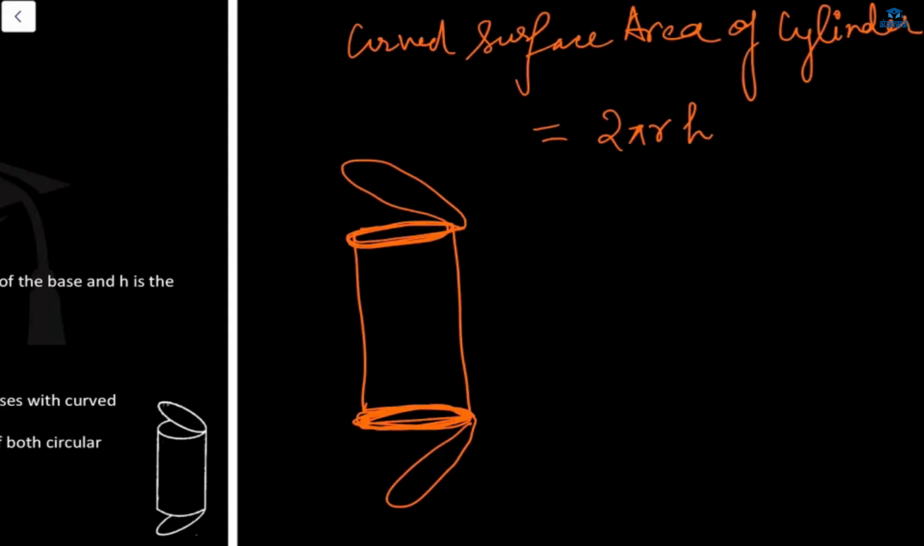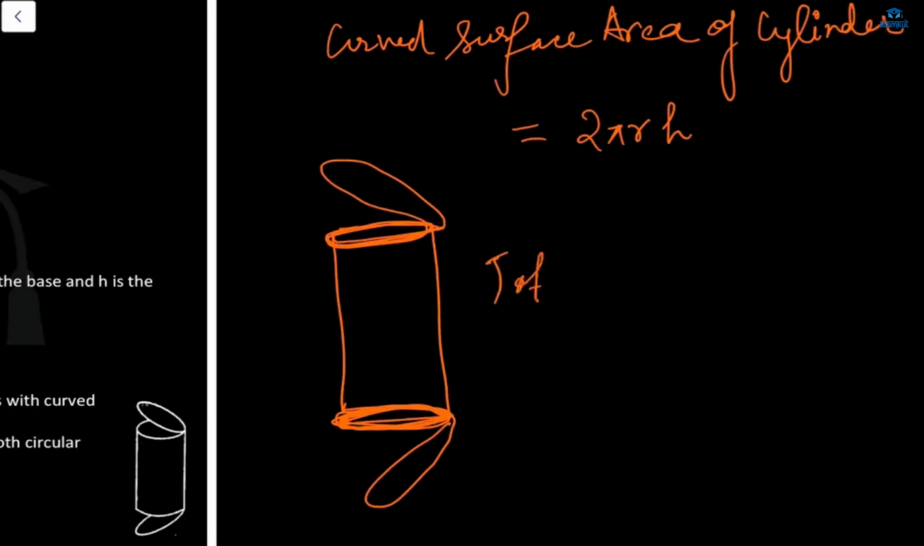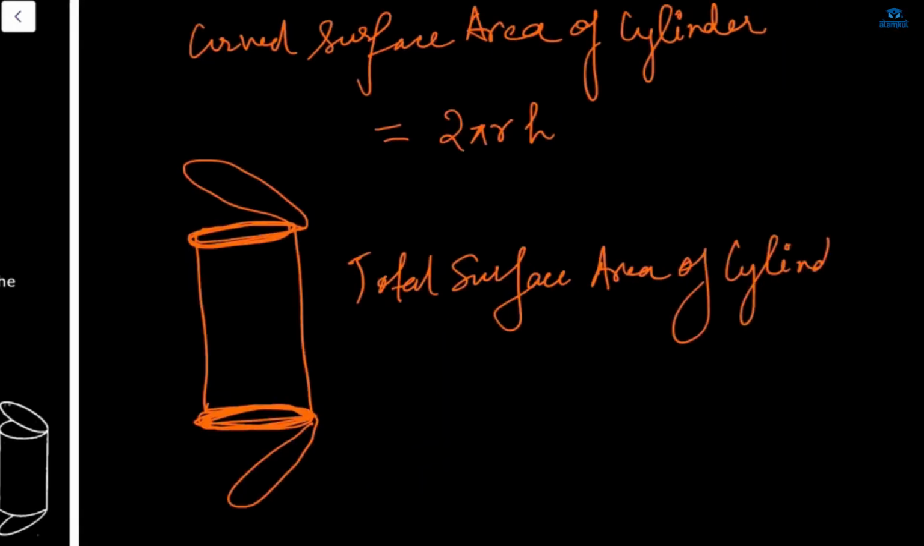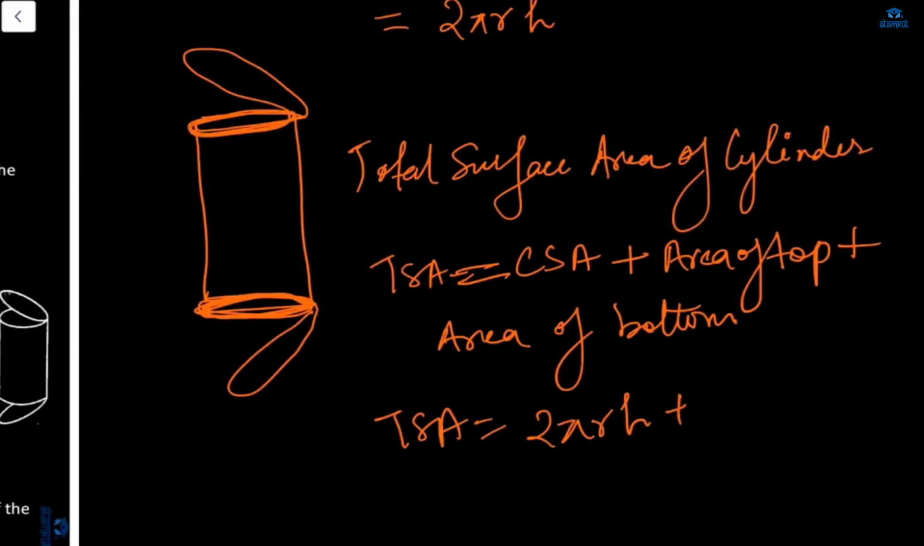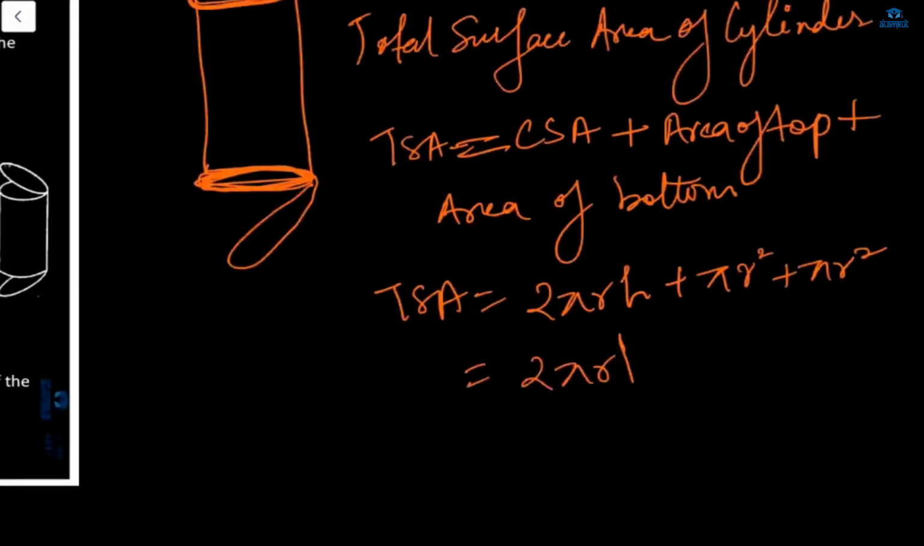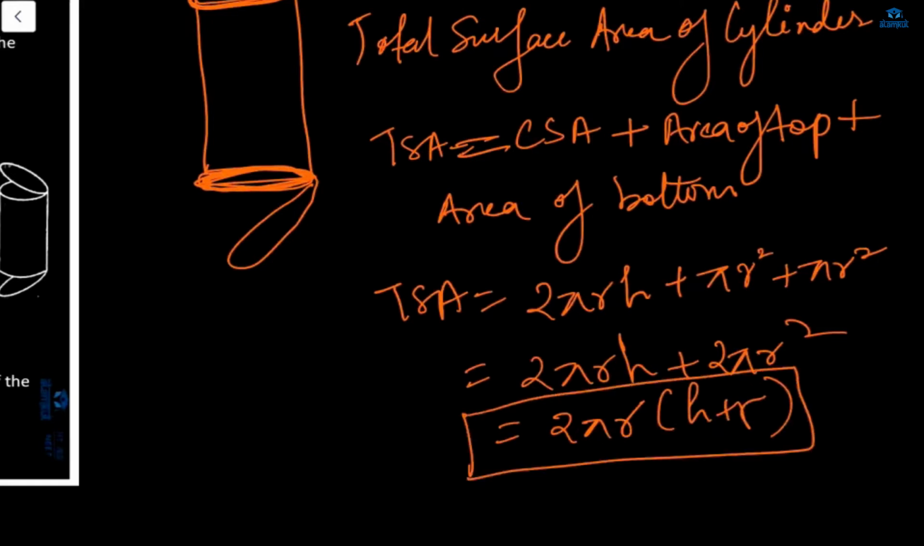Now, curved surface area we have done. So the total surface area of the cylinder, that is TSA, will be equal to CSA plus area of top plus area of bottom. Both are circles. So TSA is equal to 2 pi r H, and the circular area is pi r square, plus pi r square for the top and bottom. So it will be 2 pi r H plus 2 pi r square, where you can take 2 pi r as common. So it will be H plus r. This is your TSA, that is 2 pi r (H plus r). Understood?